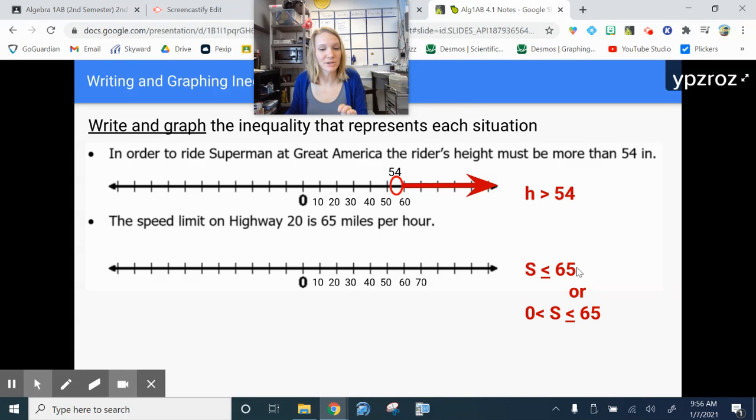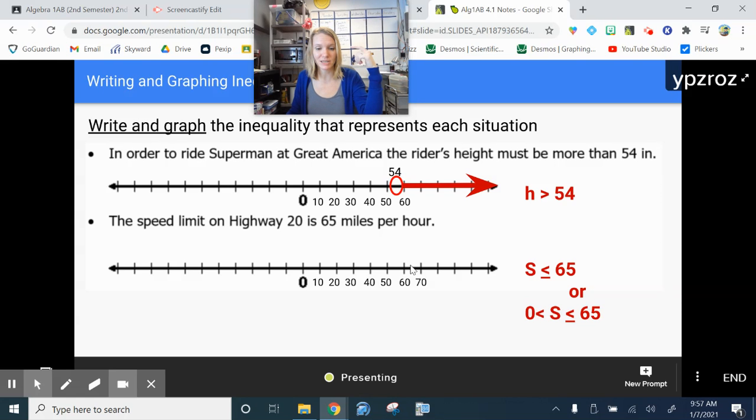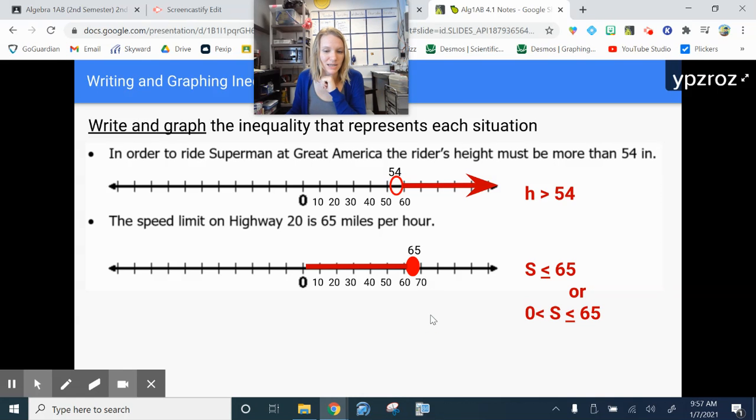So because it's a less than or equal to, when we graph this, we're going to do a closed circle, and it's going to go less than, or to the left of our 65. So 65 is in here between 60 and 70. So I'm going to do a closed circle in between 60 and 70 and shade to the left because it's less than. I didn't draw the line all the way extending below 0 because, again, there isn't such a thing as a negative speed limit, so I didn't draw that in.